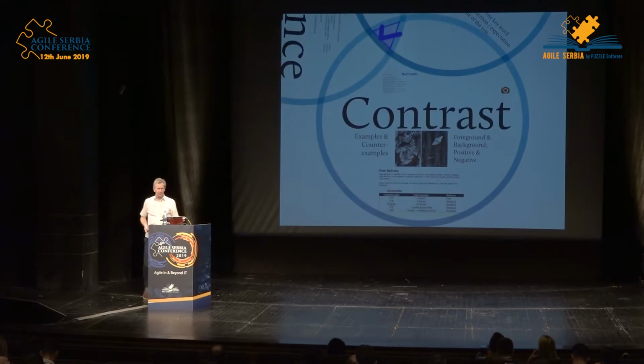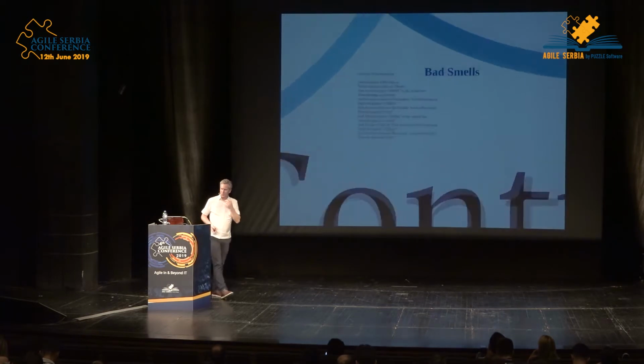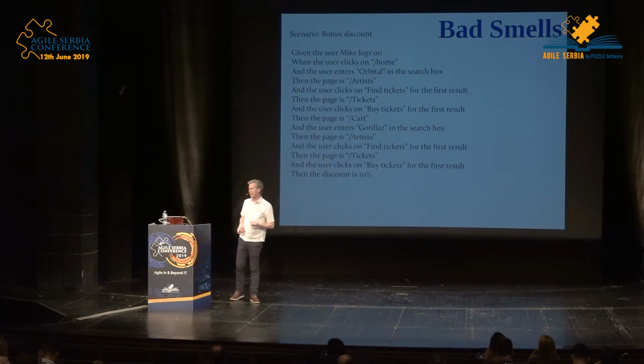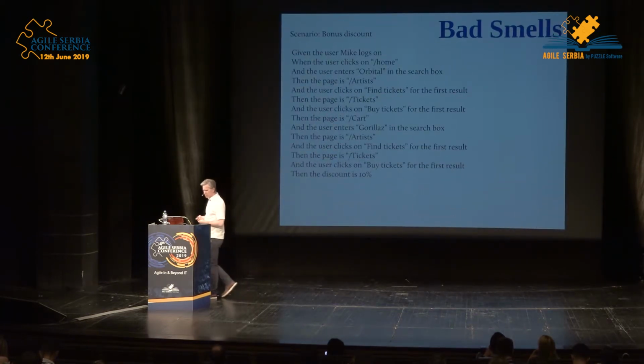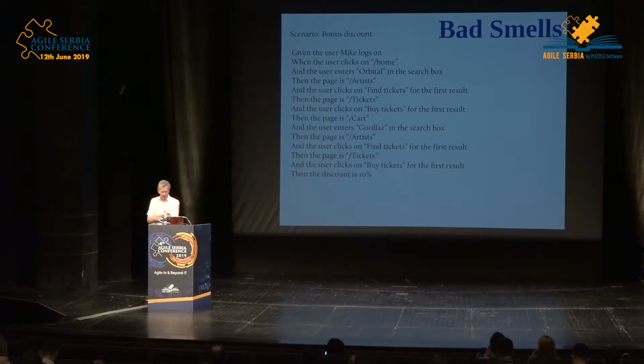Okay, and then the third point is about the importance of contrast. So one more nasty example to look at here. This one's called bonus discount, and it involves a user, Mike. And Mike clicks on home, and then he enters orbital in the search box, and then the page is artists. He clicks on find tickets. The page is tickets. He clicks on buy tickets.